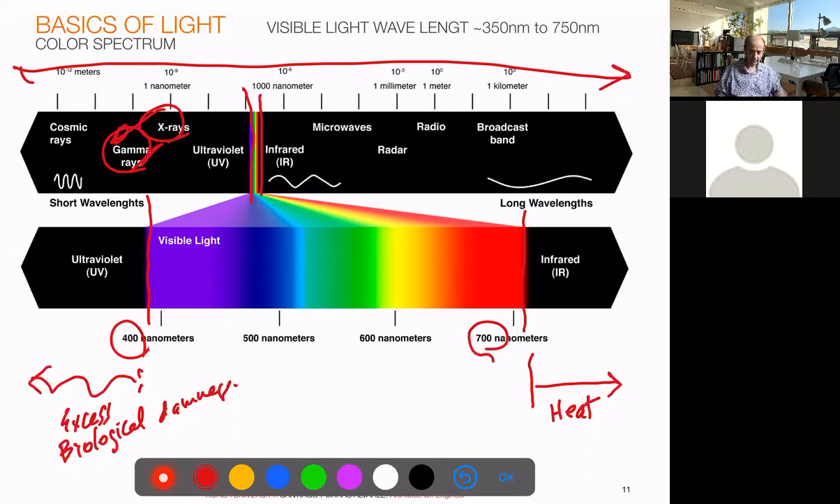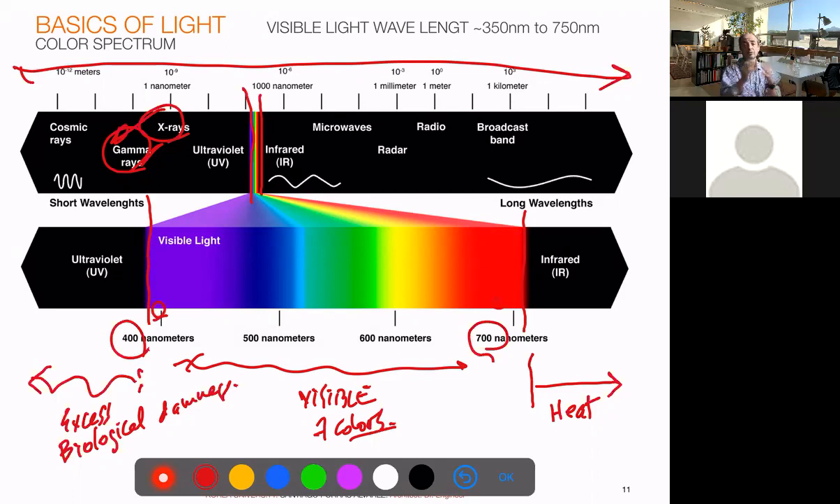And in between, you have all the visible, right? Which we summarize as 7 colors, right? And they go from violet to red, of course. And the mix of all those colors we perceive as white, as daylight.